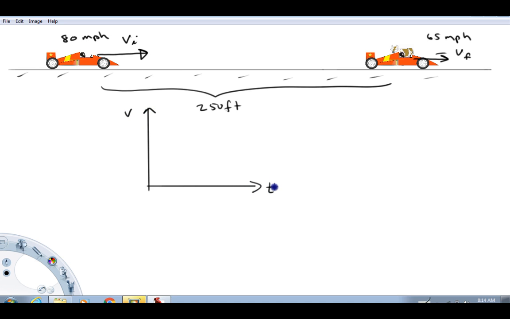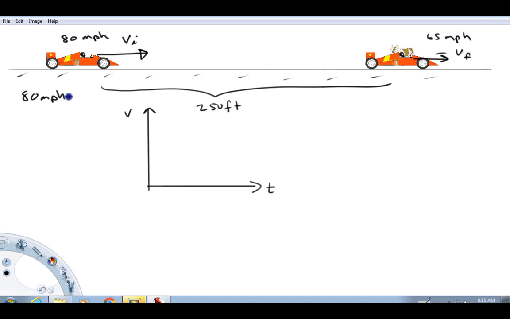Before I draw the sketch, I'm going to take note here of units. This is 80 miles per hour, same thing here, miles per hour, and this is in feet. I'm going to go ahead and use standard English units, which would be feet and seconds. So the next thing that needs to be done is unit conversion. Now I've already done the conversion. Hopefully you've seen my videos on unit conversion. I'm going to just write down the results.